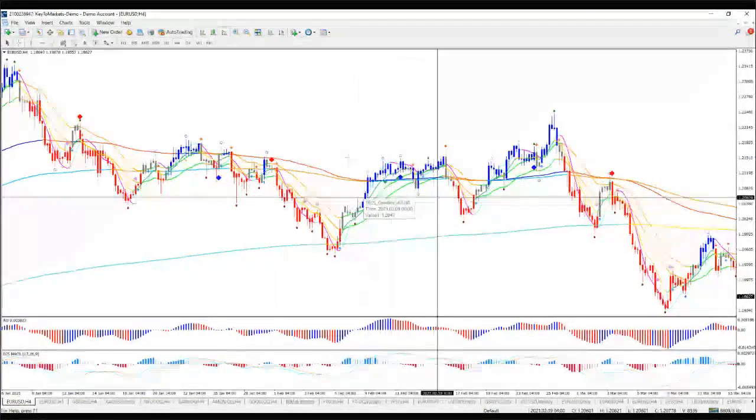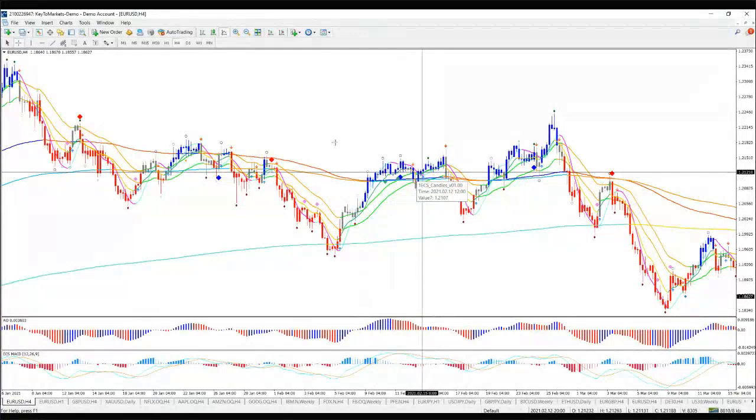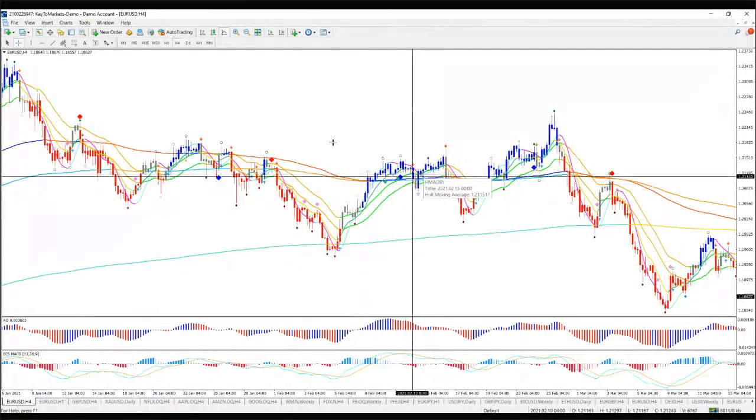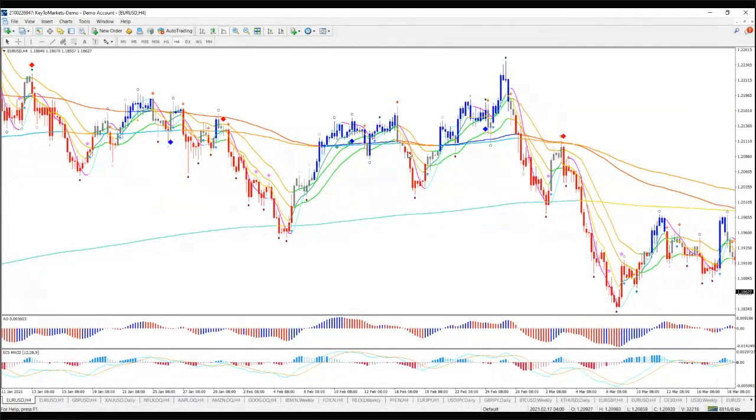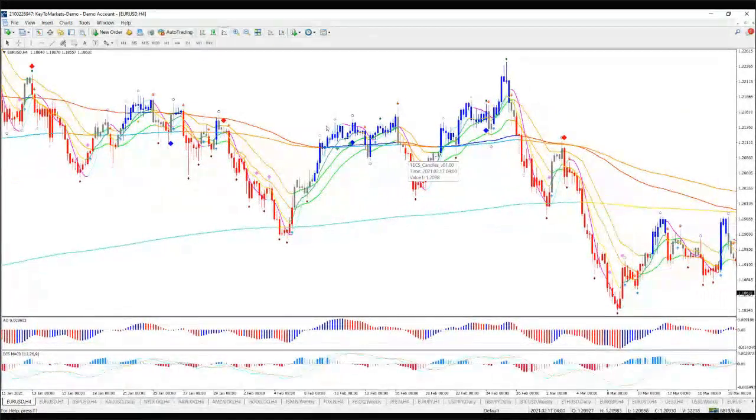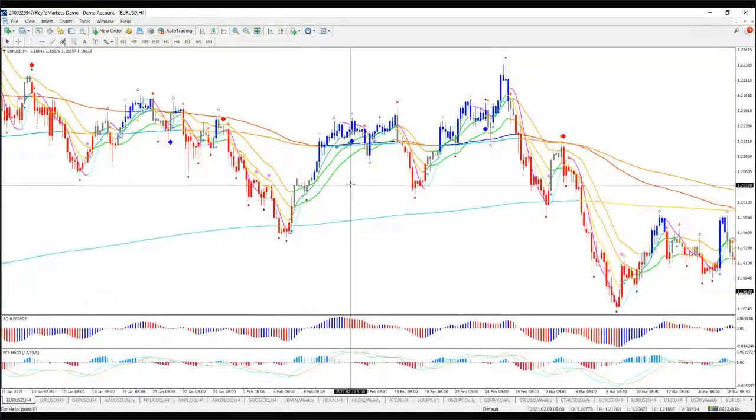This blue candle I would not take right here after the gray candle because the moving averages are on top of each other. It's flat. I don't think that looks too good. These red candles, again, I think it's a toss-up here.